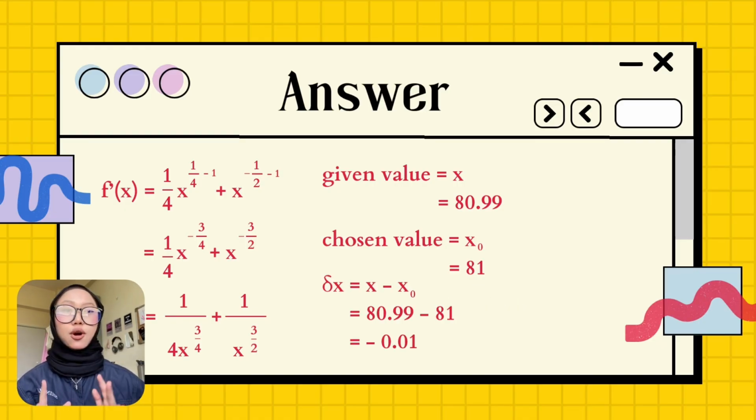Okay, now we will continue to find the delta x in order to complete this question. So, how do we find the delta x? Delta x is the given value, which is x, minus the chosen value, which is x naught. So, we will get the answer as negative 0.01.